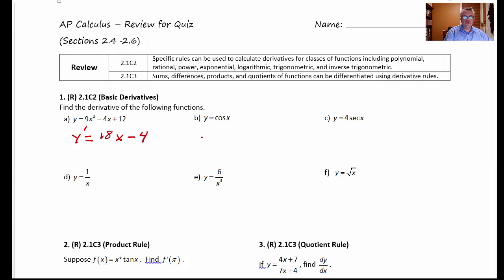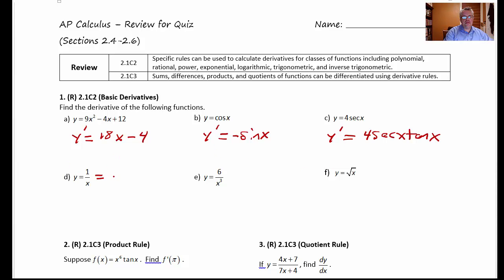The second one, the derivative of cosine of x. Well, we just have to remember the derivative of cosine is minus the sine of x. Here we have 4 times the secant of x. So the derivative is going to be 4 times the derivative of secant. So it'll be 4 times secant of x times tangent of x, since the derivative of secant is secant times tangent.